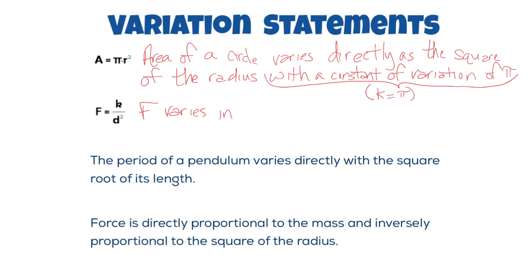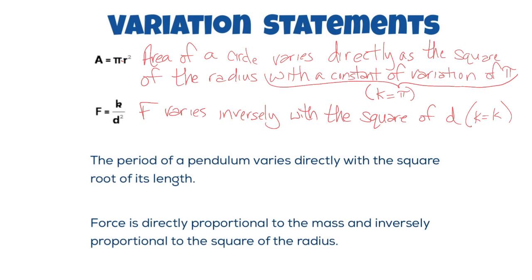F varies inversely with the square of d. Don't get that confused with the square root of d. It's the square of d. There is a difference. And then in this case, it's kind of weird because there isn't a number in it. So my constant of variation is really just k. So that's kind of weird, but I'm just going to write k is equal to k. That's what my constant of variation is.